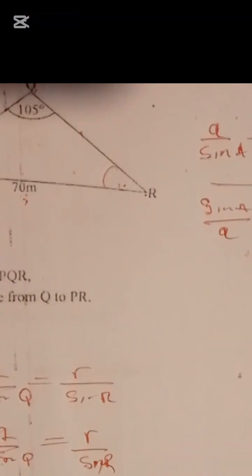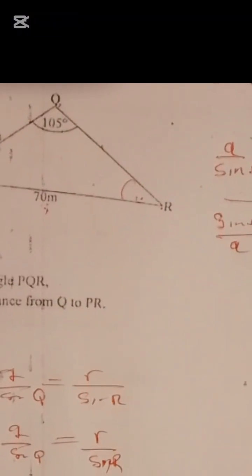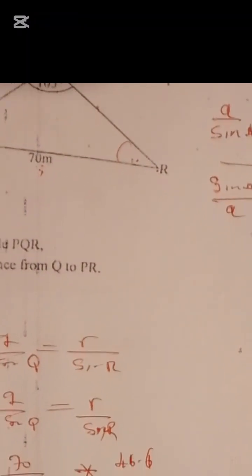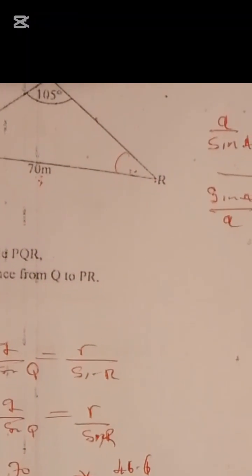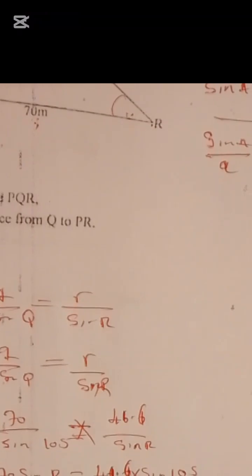So what we want is R, but then there is the 70 here. So first we'll divide by 70. So sine R equals this one divided by 70. So it is giving us 0.57403519.